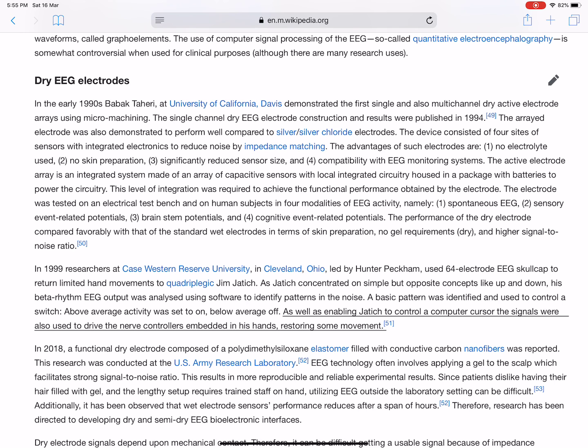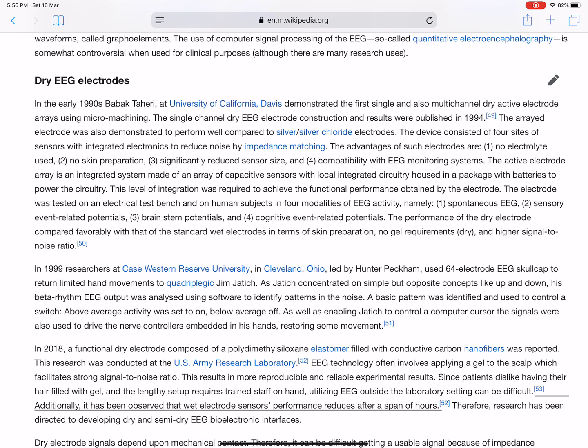In 2018, a functional dry electrode composed of a polydimethylsiloxane elastomer filled with conductive carbon nanofibers was reported. This research was conducted at the U.S. Army Research Laboratory. EEG technology often involves applying a gel to the scalp, which facilitates strong signal-to-noise ratio. This results in more reproducible and reliable experimental results. Since patients dislike having their hair filled with gel, and the lengthy setup requires trained staff on hand, utilizing EEG outside the laboratory setting can be difficult.